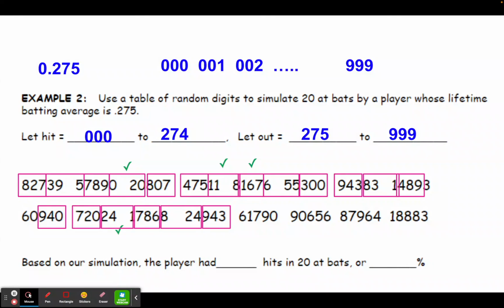So based on our simulation, the player had 4 hits in 20 at-bats. 4 out of 20 is 20%. So again, notice that that was a little bit below what we expected his performance to be based on his ability. But that happens sometimes due to random chance.